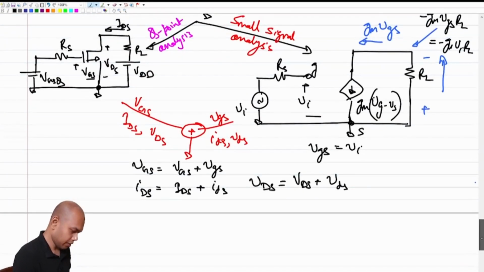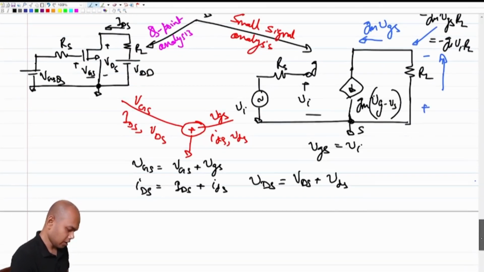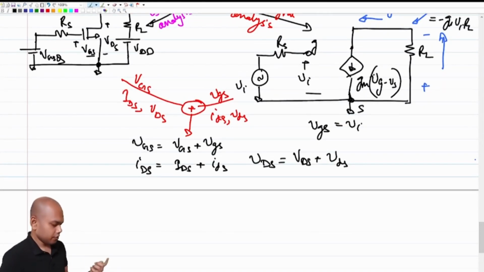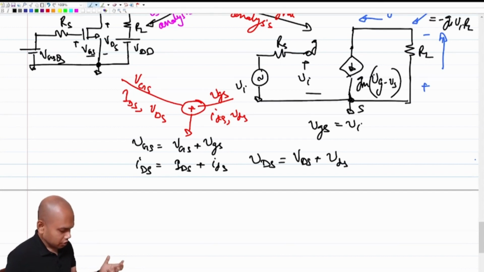Let me ensure that we have used the same terminologies. Yes, right? So it is a three-step process. First step, you find out only quiescent. Second step, you linearize the network, find out its incremental equivalent, and solve it to find out incremental. Third step, add them together to get the total currents and voltages.